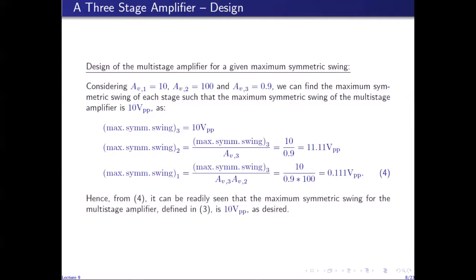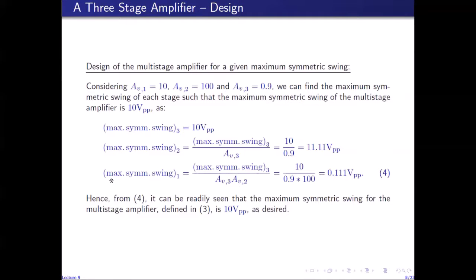So again, using the definition of the maximum symmetric swing, you can see that the maximum symmetric swing of the overall multi-stage amplifier obtained this way is equal to 10 volts peak to peak. Because the first quantity in that definition, which is the maximum symmetric swing of the third stage, is 10 volts peak to peak. The second quantity is maximum symmetric swing of the second stage times the gain of the third stage. So this is again 10 volts peak to peak.